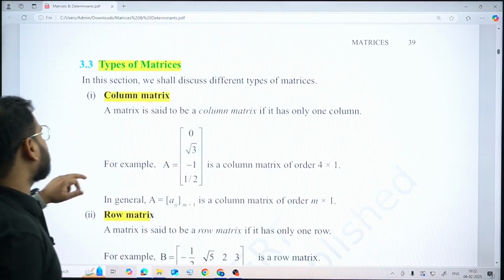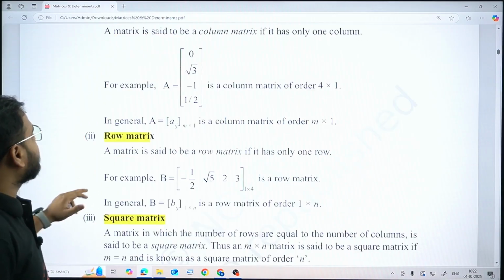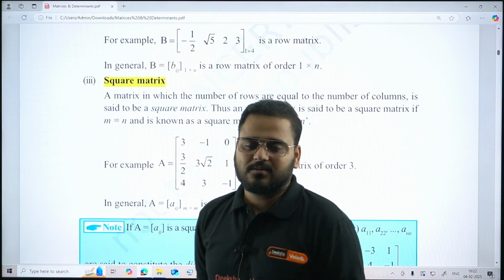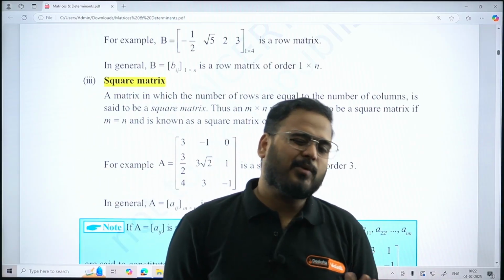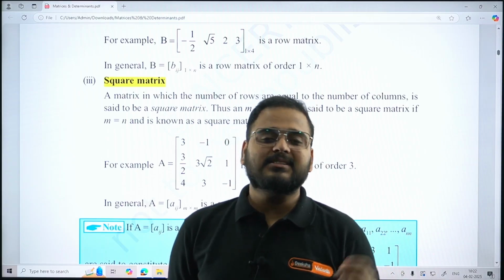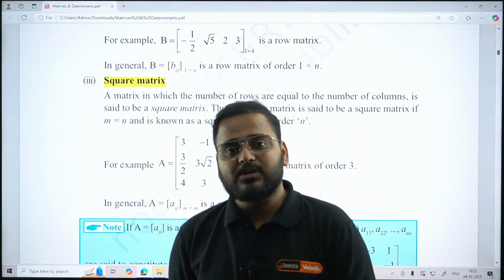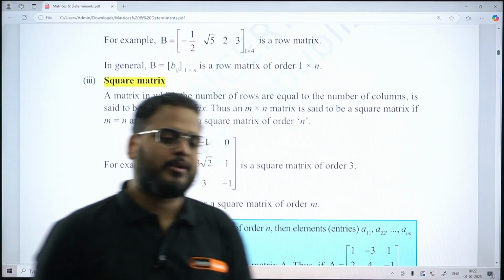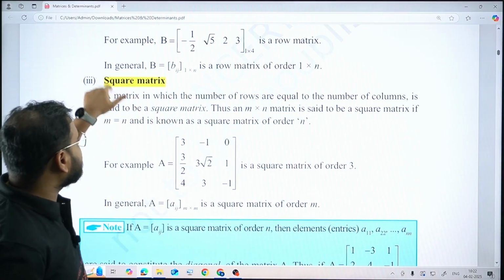So types of matrix are the column matrix, row matrix, square matrix. All these definitions matter, even though it's a very small thing. It's not a very big deal to remember these things. Because in fill in the blanks in the MCQ section, they can make a question from here. That's why you have to know these definitions. Very important.